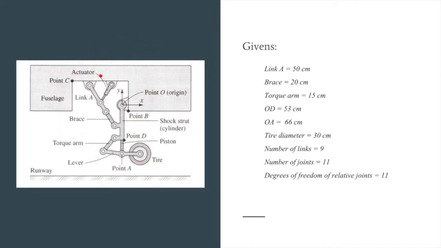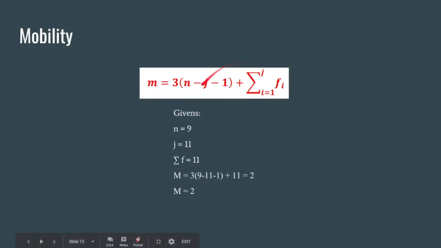When we count the number of links in our mechanism, it comes to 9. The number of joints comes to 11, and the degrees of freedom of the relative joints comes to 11 as well, since we don't have any sliders or any joints that result in a degree of freedom of 2. Now that we have our givens stated, we can plug into our formulas.